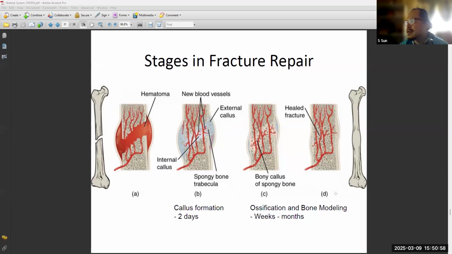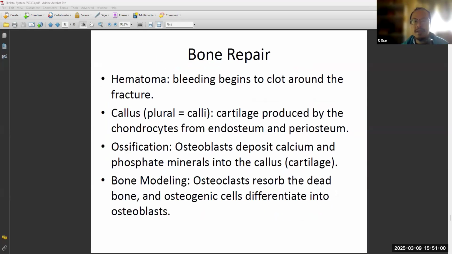So here I summarize the steps of this bone repair. Basically, there are three to four steps, right? First is not exactly a step, it's a hematoma. It's a bleeding. If you break it, you're going to have blood, and the blood formation is the hematoma. What you need to know is, how do you start to connect these two ends together again?